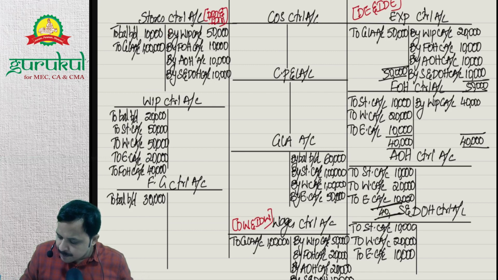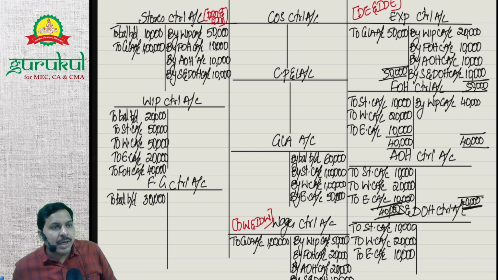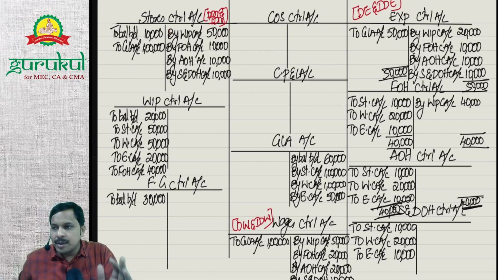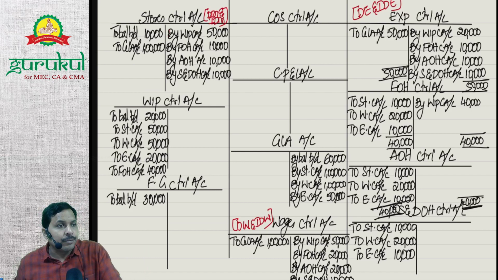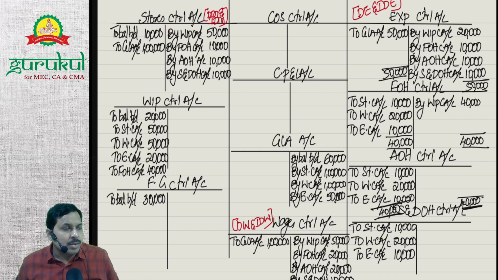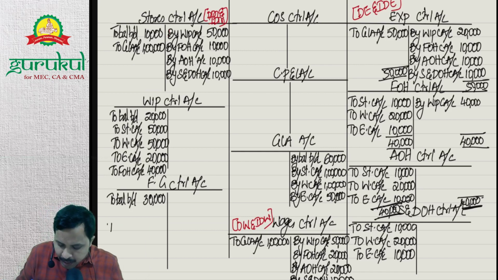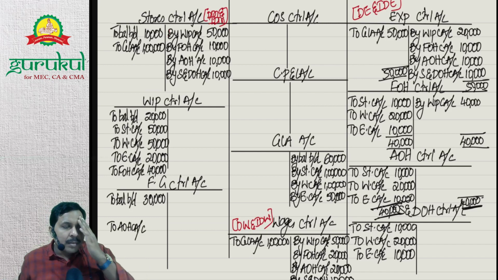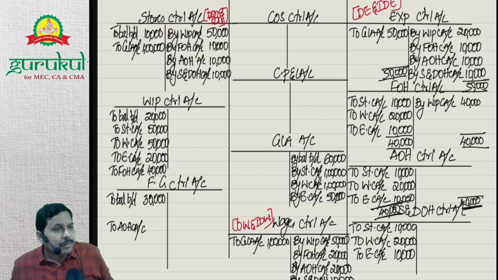Administration total debits is 40,000. I said that administration overheads are absorbed. Therefore, from administration overhead, we transfer it to finished goods. So it will be finished goods control account debit to administration overhead control account. That is the entry for administration overhead absorbed.